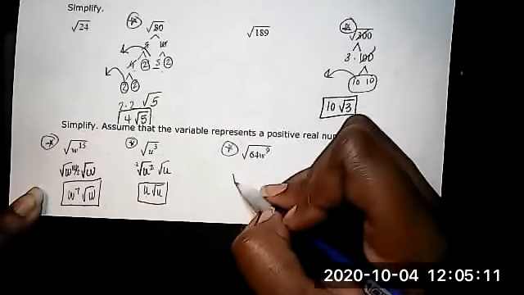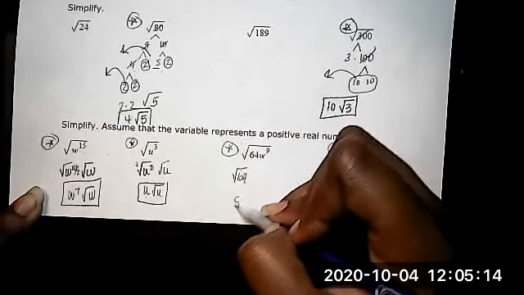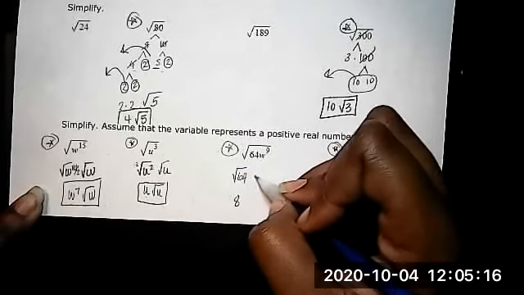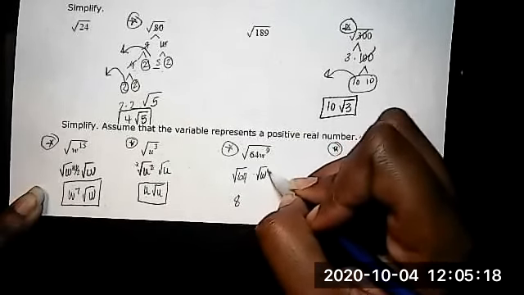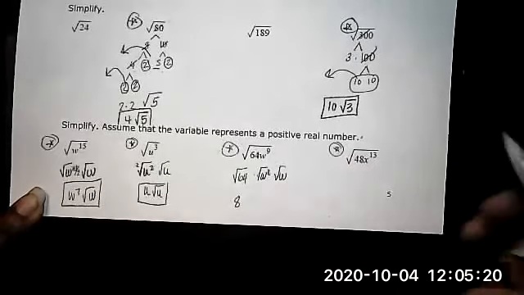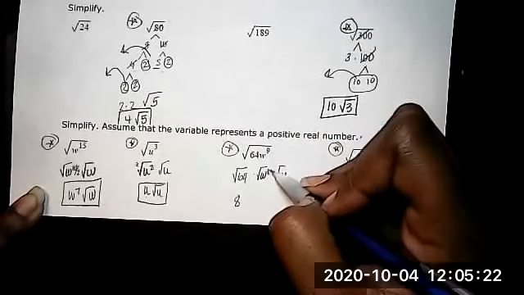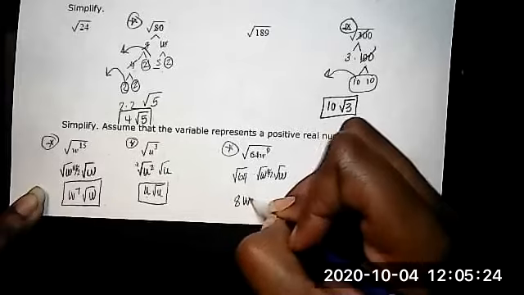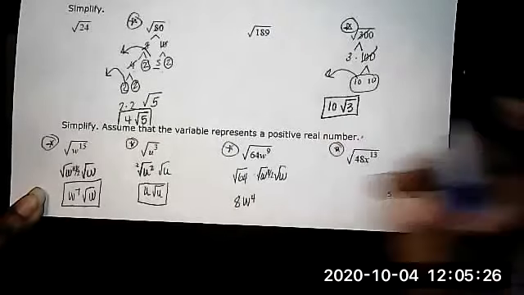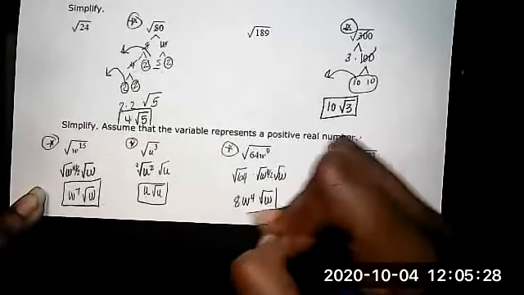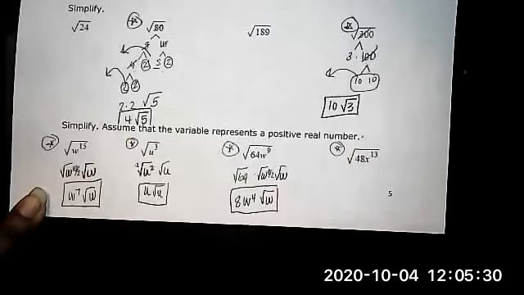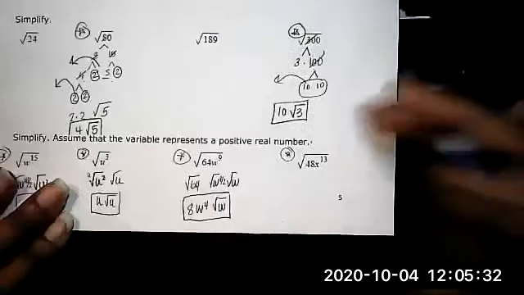Square root of 64, we should know is 8. And then this one, we're going to split it up: w to the 8th, and then 1w by itself. Okay, this will make it even. Divide that by 2. This becomes 8w to the 4th. 8 divided by 2 is 4, and then this w is by itself. So that would be your answer there.